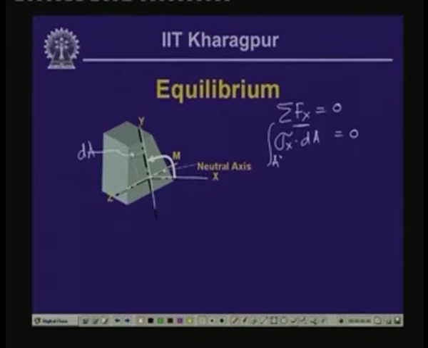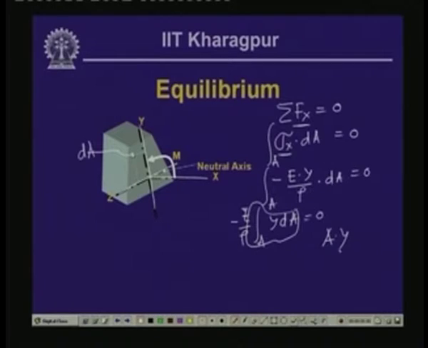Now, sigma, as we have seen, is equal to minus E y by rho. The integral of this times dA over the area is equal to 0. If we take out these two constants, E by rho, then the integral over area A of y dA is equal to 0. We can write this as A y bar times the constant E by rho equals 0. Since area A cannot be 0, y bar equals 0. The meaning of y bar equals 0 is that the distance of that area with respect to the centroidal axis or the origin is 0.